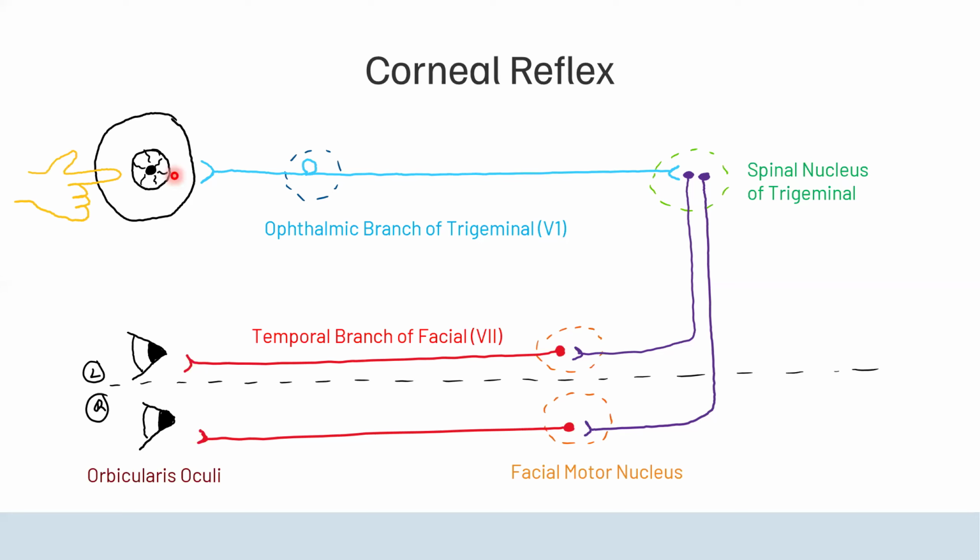So as we irritate or agitate this cornea, it goes back to the spinal nucleus of trigeminal. The spinal nucleus of trigeminal will then communicate to the facial nerve on either side. So it will go to the left side, communicate with it there, and also go to the right side and communicate with it there. After that communication happens, the facial nerve will send out a branch to the orbicularis oculi muscle. This is the muscle that surrounds the eye. It is the circular muscle that's around the eye, and it is responsible for blinking. Okay, so it is responsible for closure of the eyelids.